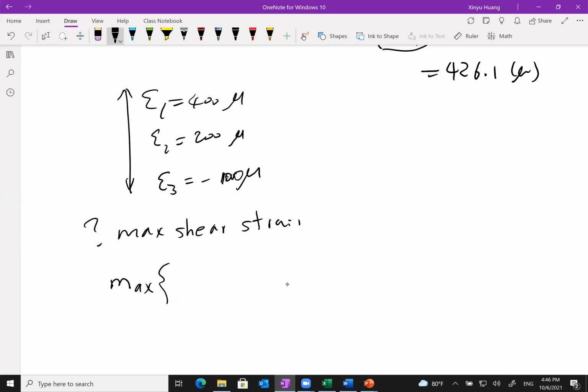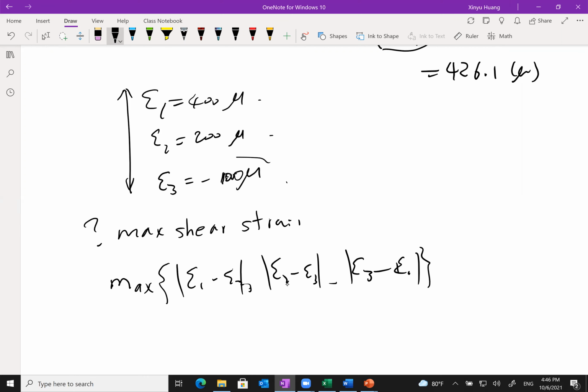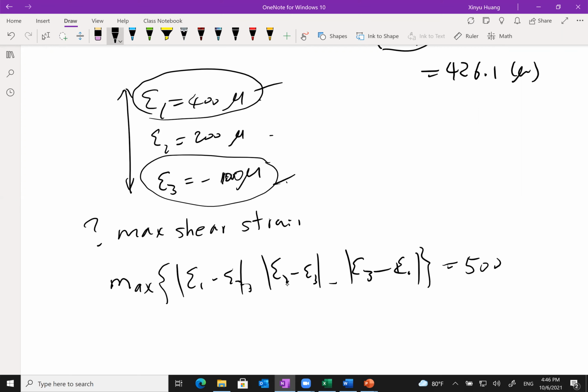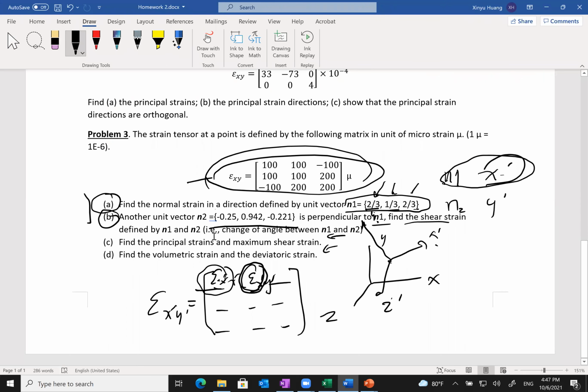Max of E1 minus E2, E2 minus E3, E3 minus E1. The maximum difference between the 3 eigenvalues. So it's pretty straightforward because you don't need to calculate the largest difference between the normal strain of these two. So the max of this is equal to 500. It is the difference between these two. That's the maximum shear strain, in micro. All right, that's part C.